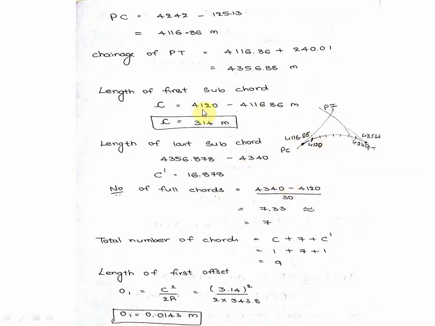What have they taken? 4120. Okay, to get the number of full chords, 4340 minus 4140 divided by 30, where 30 is the peg interval. So the total number of full chords you will get is 7.33.